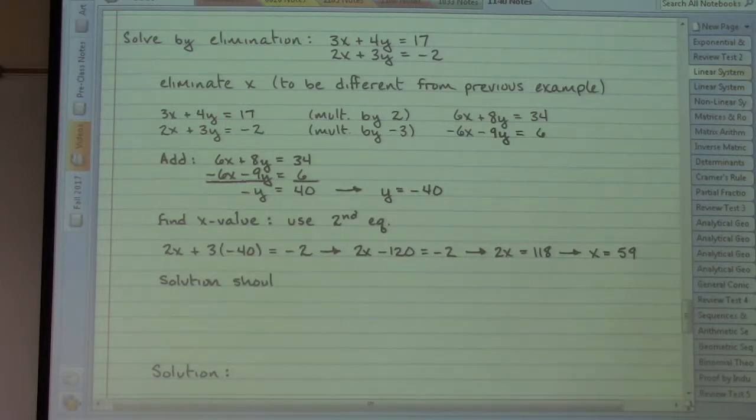So the solution should be, and we want to make sure that we're careful. We found y first, but we still always list the x value as the first value in our pair. So the solution should be 59 comma negative 40. And again, we can check and see what's going on here with that.